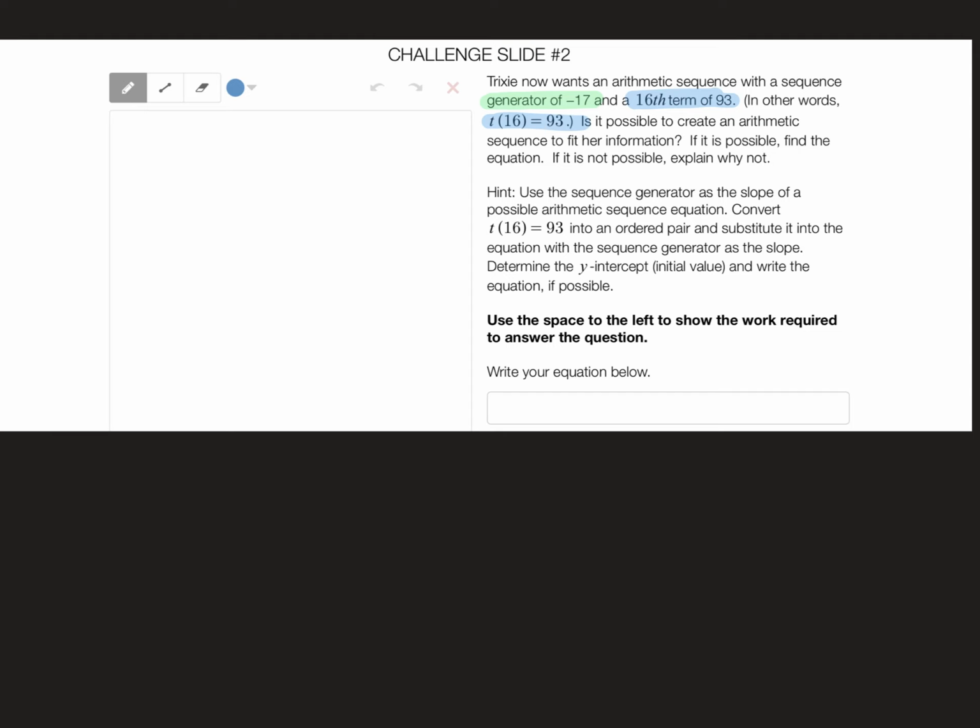We want to make that T of 16. Let me get my pen back here. We want to make T of 16 equals 93 and convert that to an ordered pair. So that's going to be the point (16, 93). Remember in our previous problem, that's going to be our x and our y. Remember, that's what it means when you have the value given to you in that form.